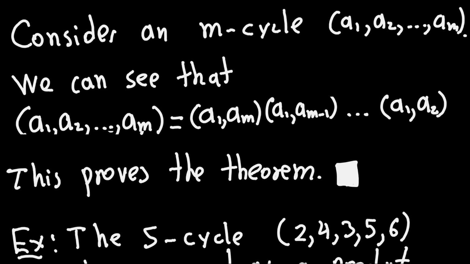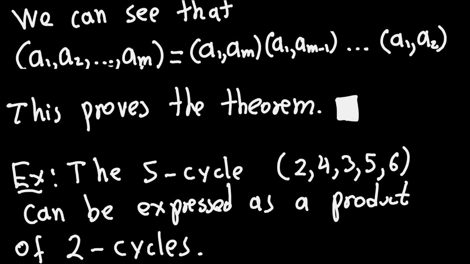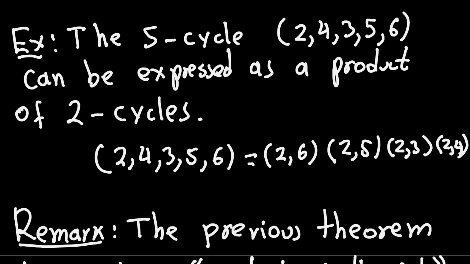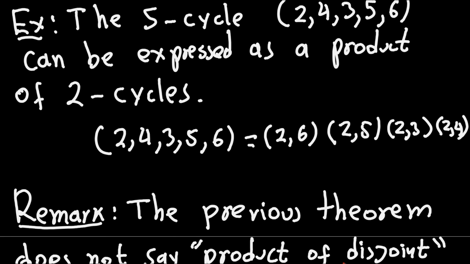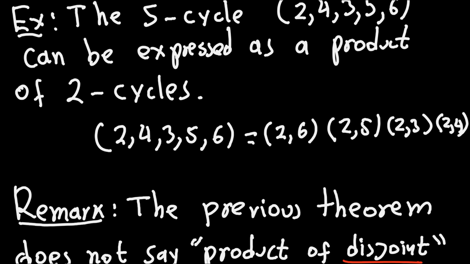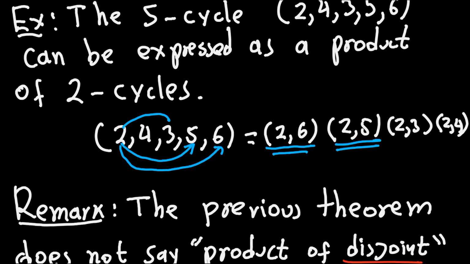Now, by this composition that I have here, how do you express that 5 cycle as a product of 2 cycles? This is what you're going to do. You look at your cycle, which is this one right here. You pair the first one with the last one, and that's the cycle that you put here. Then you pair 2 with the next one, 5, and that's your next 2 cycle. Then 2 with 3 is your next cycle right here. And finally 2 with 4 is your last cycle that you put there.